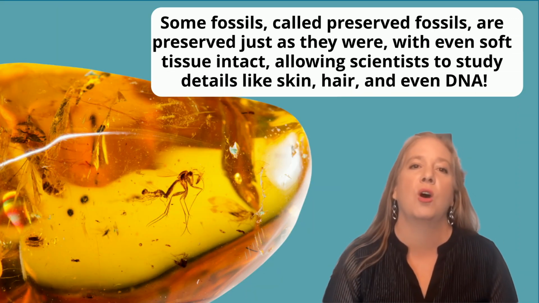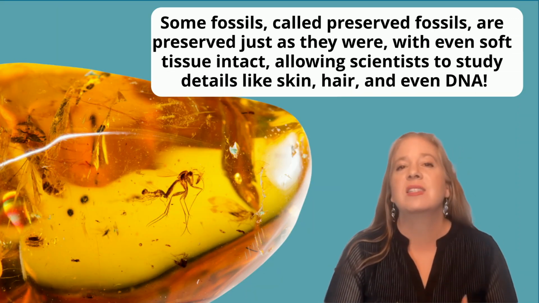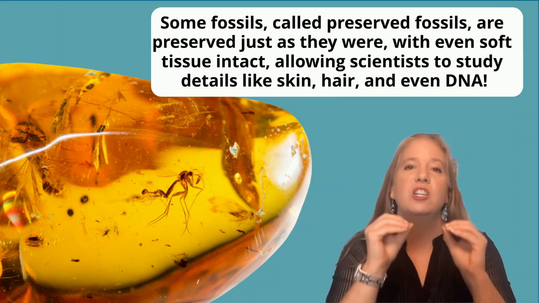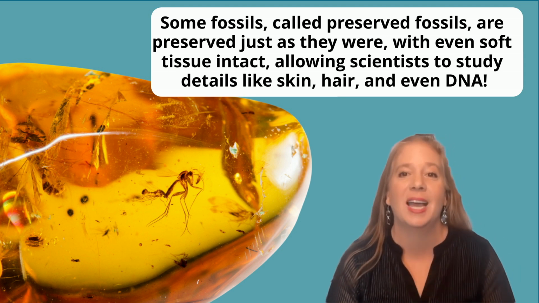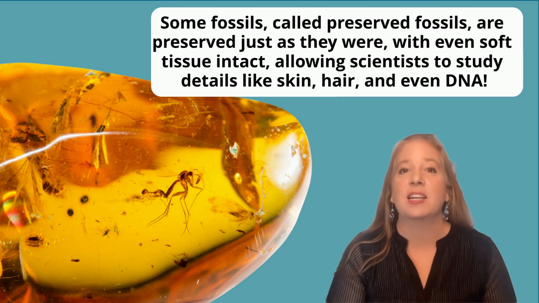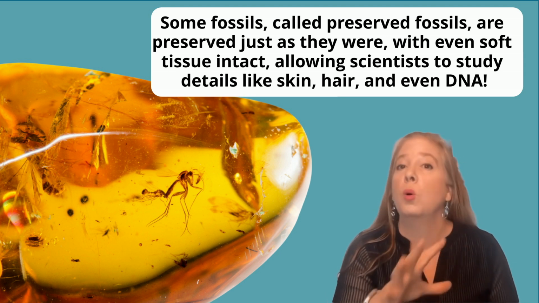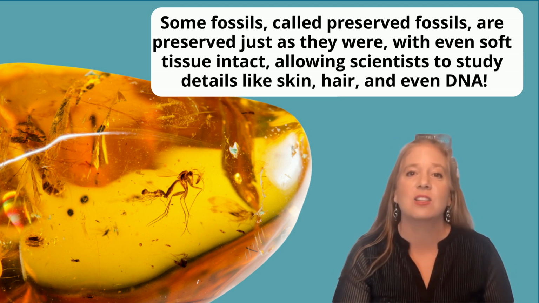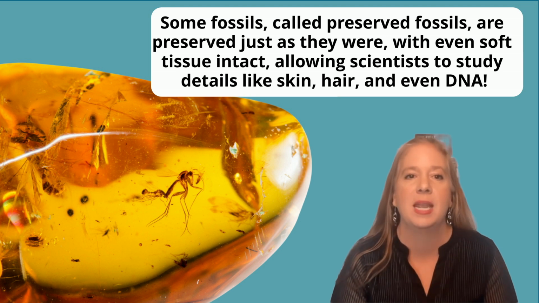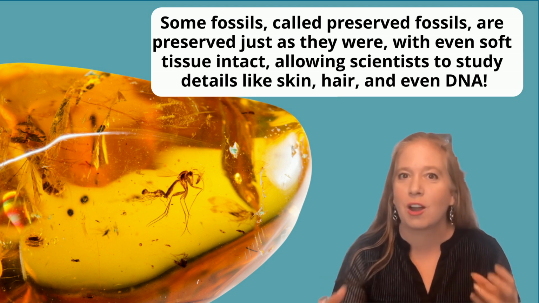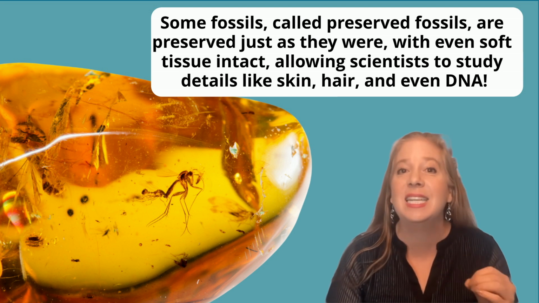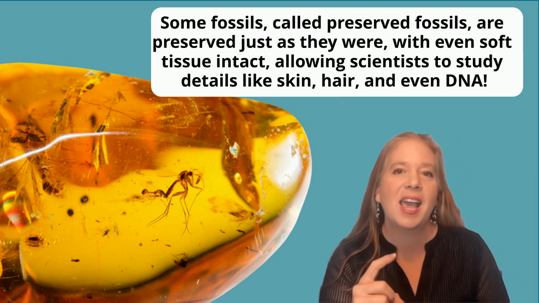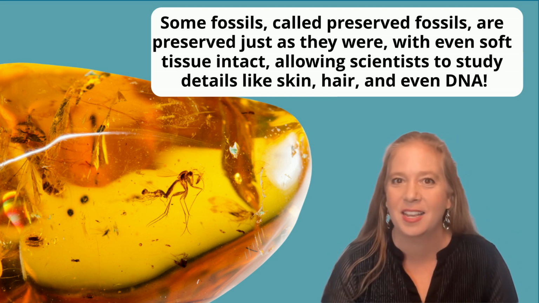Another type we call the preserved remains. You see, some fossils are preserved just as they are, even with the soft tissue intact. For example, insects trapped in amber or woolly mammoths frozen in ice are examples of preserved remains. And these fossils are particularly special because they allow scientists to study details like skin, hair, and even DNA.